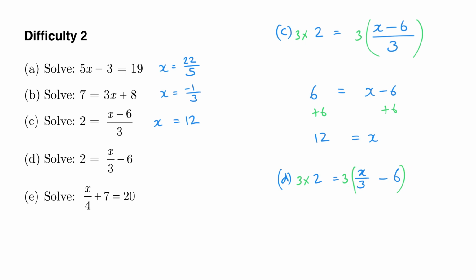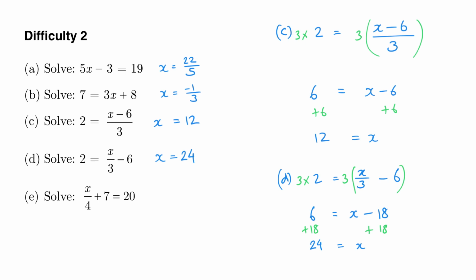What does this look like now? Well, on the left, I have 6. On the right, I'm going to have 3 lots of x divided by 3. Well, x divided by 3, but then being multiplied by 3 means I'm going to get an x from here. But don't forget, I also need to do 3 multiplied by this term, and I'm going to end up with minus 18 there. So, what we need to do next is add 18 to there, which means we have to add 18 on the left as well. Therefore, we end up with x on the right and 24 on the left. So x equals 24. That's our solution to D.